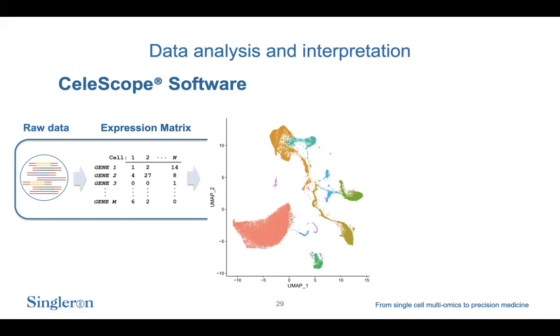You should know that the individual dots on this plot represent individual cells. If 2 cells are close to each other, it means that they have similar gene expression. So based on the position of these dots, which represent cells on this plot, you can get an idea of how many clusters, how many different cell types you actually have in your data set. This is the output that you get using the CellScope software.